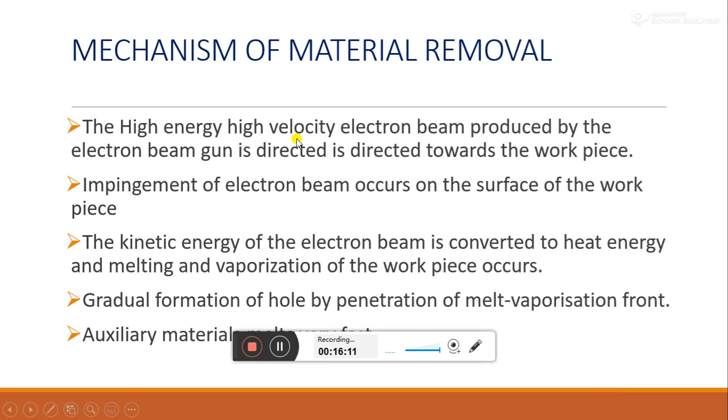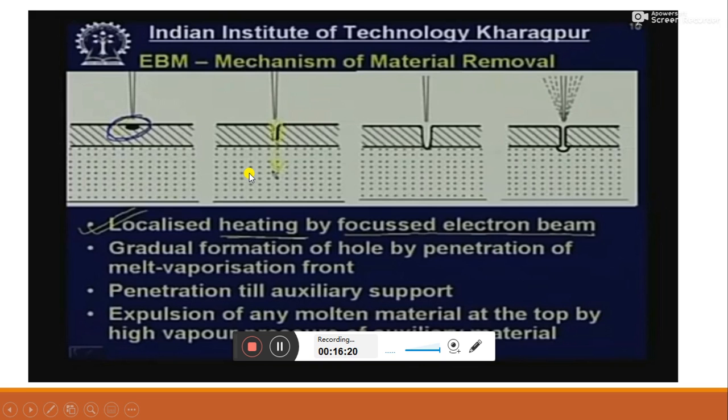Now in the mechanism of material removal, you can write these 3 points. Then you can draw these 4 diagrams. This is the electron beam, this is the workpiece, and this is the auxiliary material.